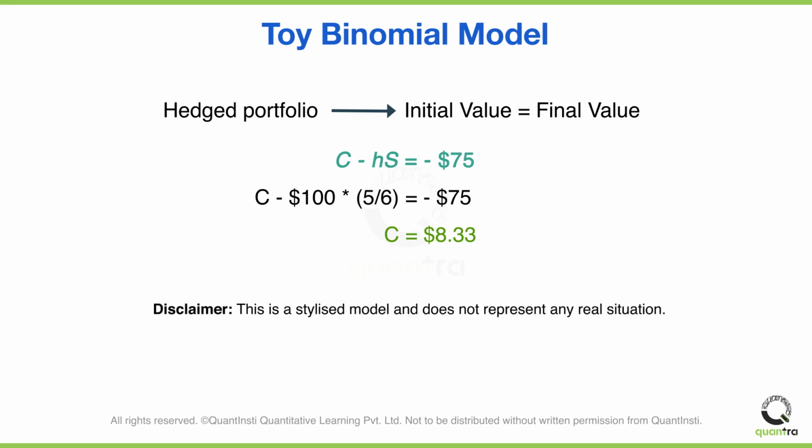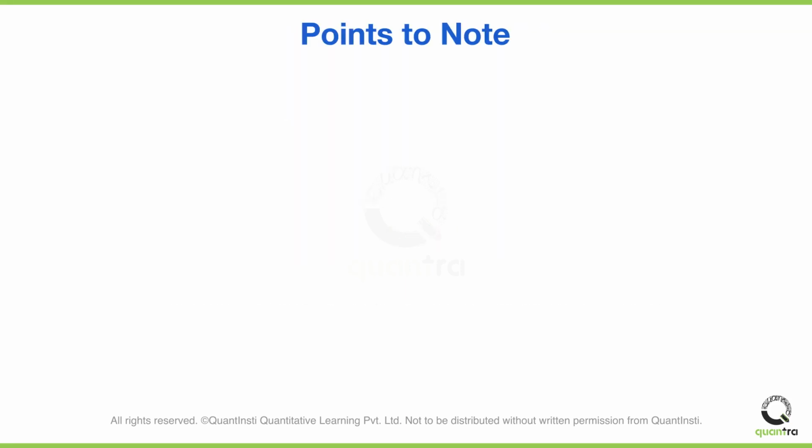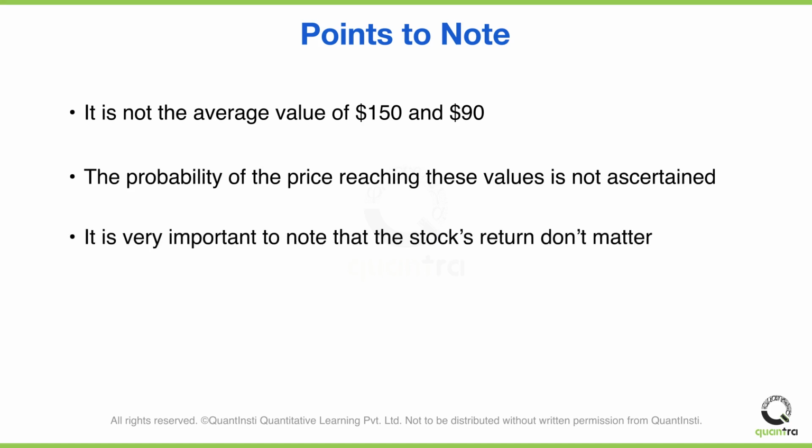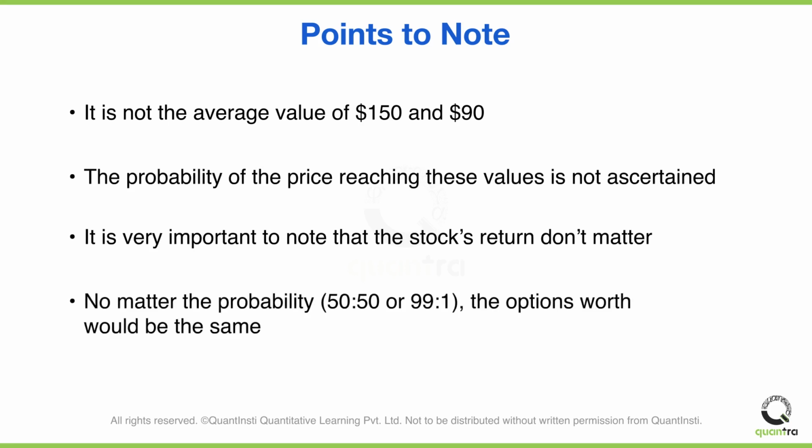Note that this model is just a stylized example and does not represent any real situation. More important than what this number is, we should know what it is not. It is not the average value of the values of options at $150 and at $90. We don't even know the probabilities of going to each of these prices. Since our portfolio is hedged, the stock's returns don't matter. The option is worth the same whether the probabilities are 50-50 or 99-1.